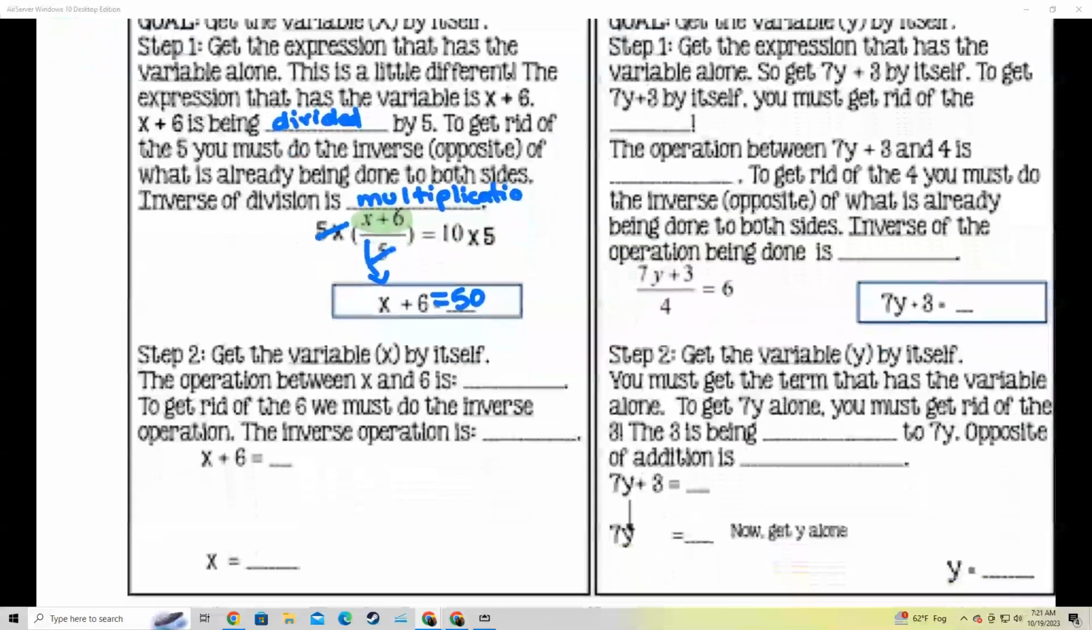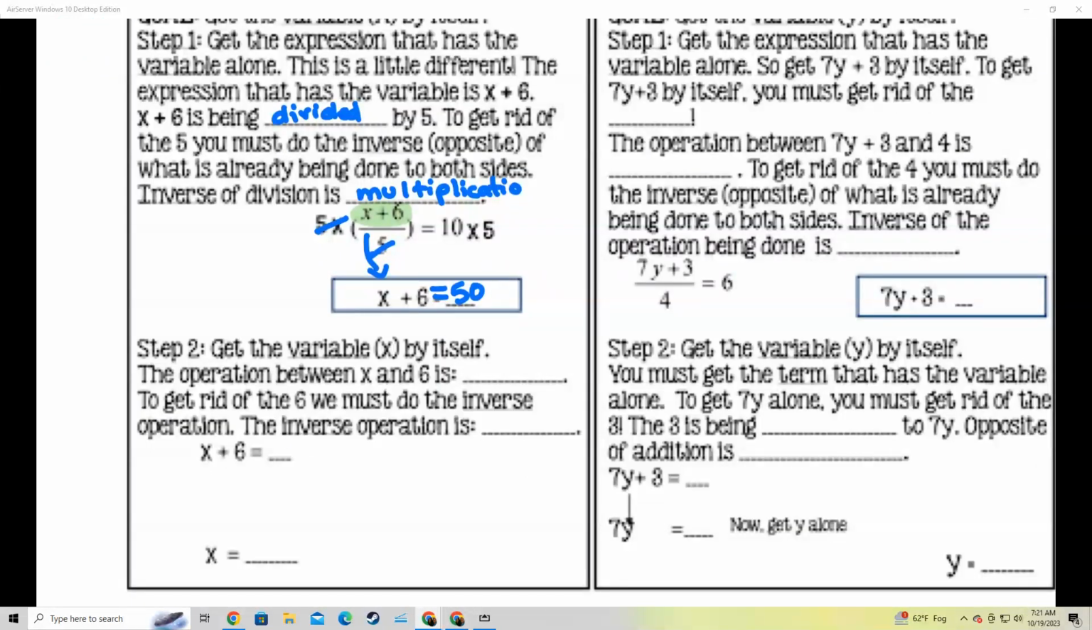Step 2, get the variable x by itself. Okay, so I have x plus 6 equal to 50. Now I'm trying to get this x by itself. The operation between x and 6 is addition. To get rid of the 6, we must do the inverse operation. The inverse operation in this case would be subtraction. So I'm going to subtract 6 from both sides. These are going to cancel. The x is going to drop, 50 minus 6, and I get 44. And that takes care of my first problem.